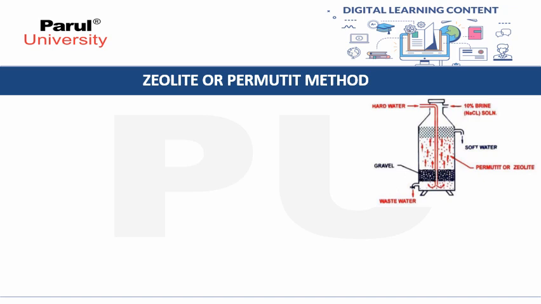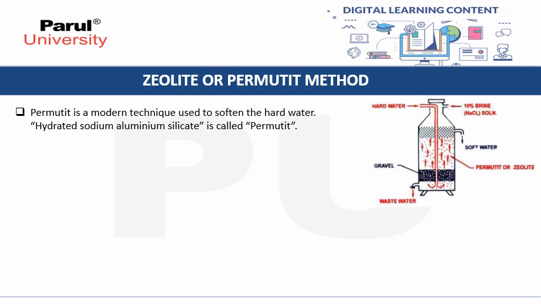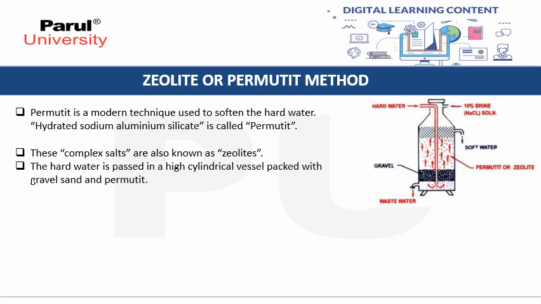Zeolite or permutit method. Permutit is a modern technique used to soften hard water. It is the hydrated sodium aluminium silicate which is called permutit. These complex salts are also known as zeolite. The hard water is passed into a cylindrical vessel packed with gravel, sand and permutit, as shown in the diagram.